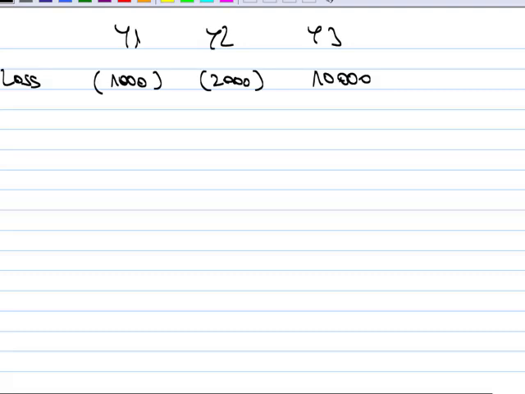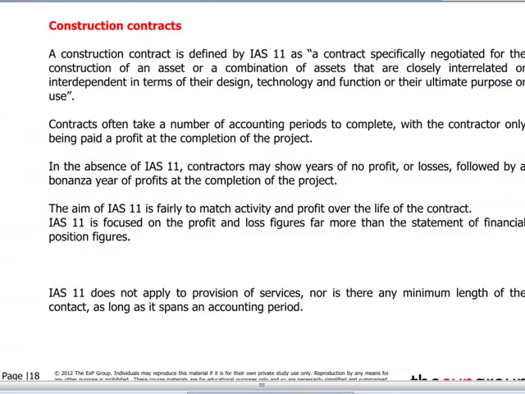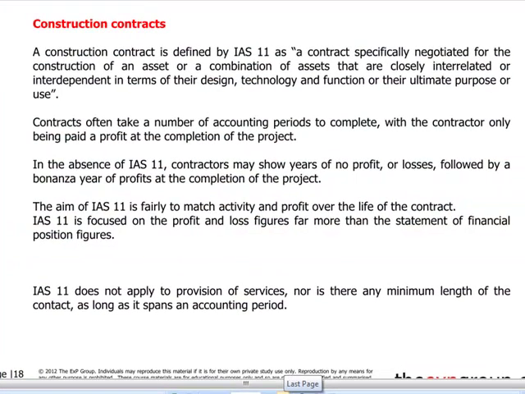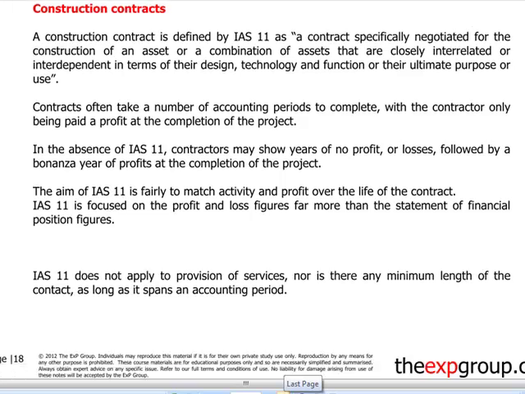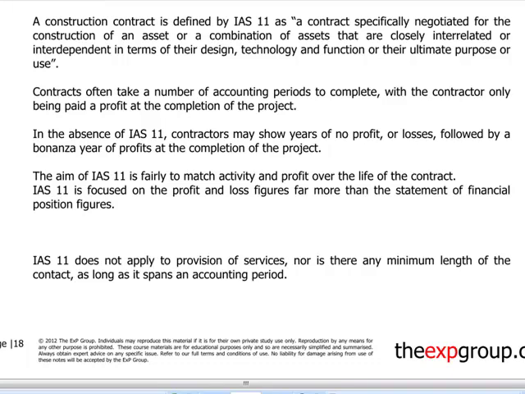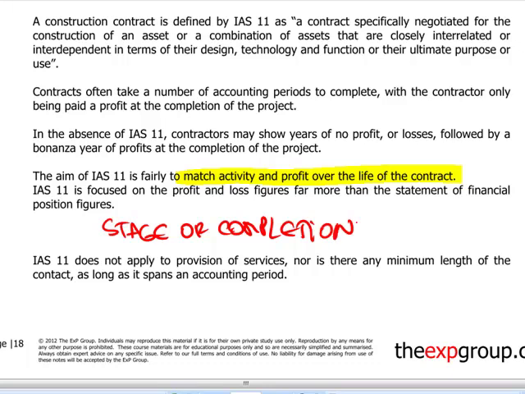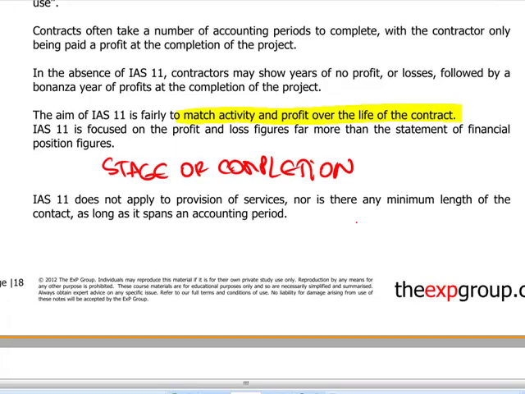So that's why IAS 11 is telling us how to account for it, and how to account for the contract is merely to find a way to match the activity and profits over the life of the contract. And if you remember IAS 18, we can do this by reference to stage of completion. So I will actually book revenues and part of cost by reference to how much I have actually worked under this contract.